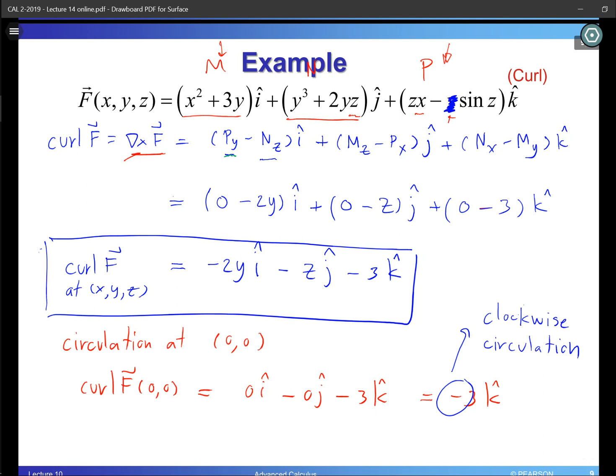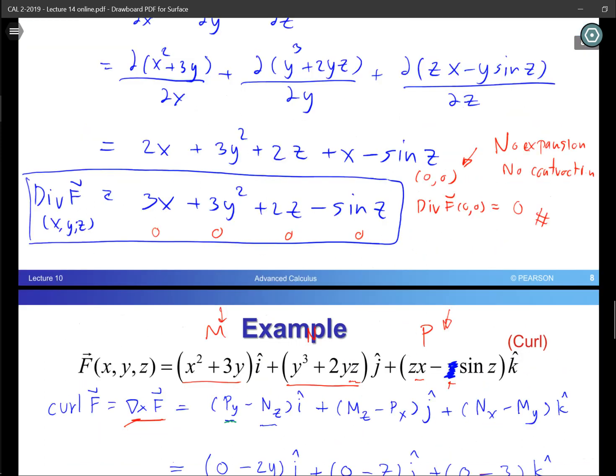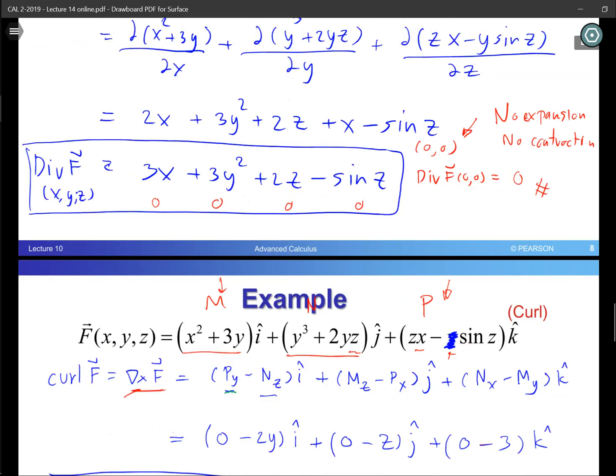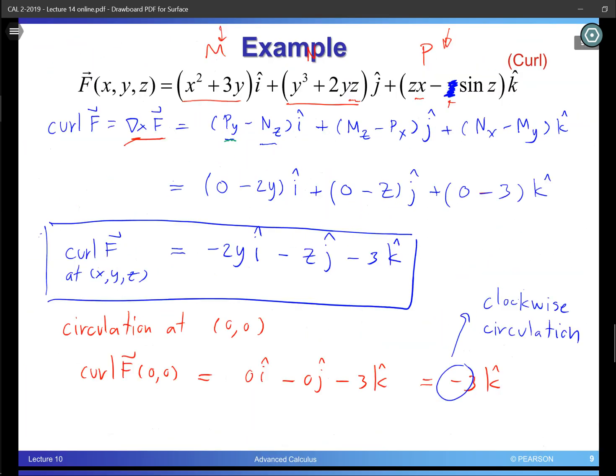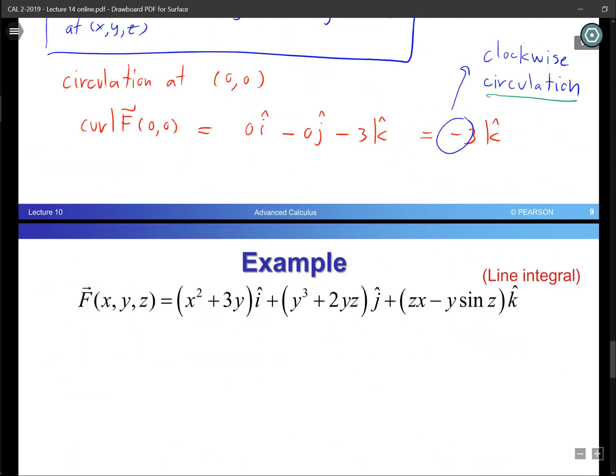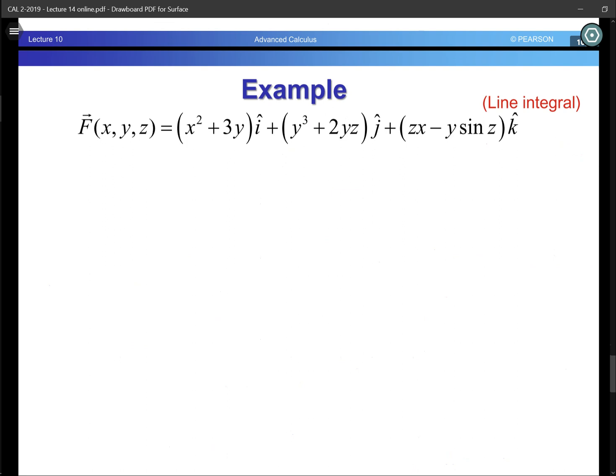Okay, so same vector field. The divergence tells us about contraction, and the curl tells us about the circulation. Right, two things, two behaviors that we can get out of these two calculations. This is about expansion, contraction. Now, let's try something more about this vector field.